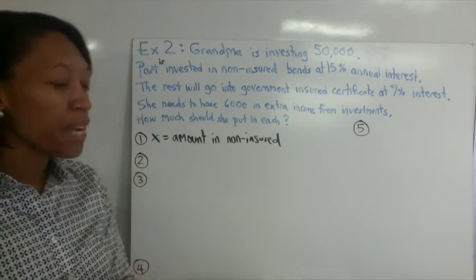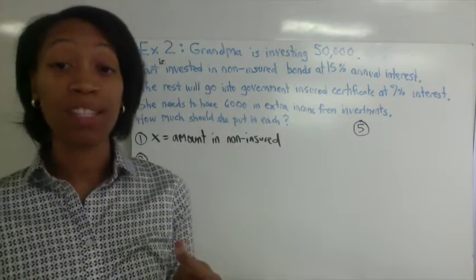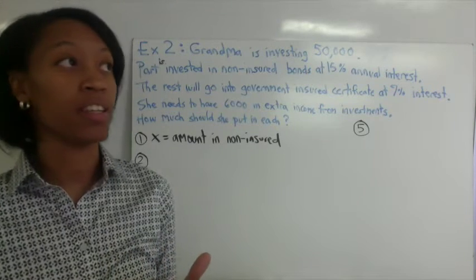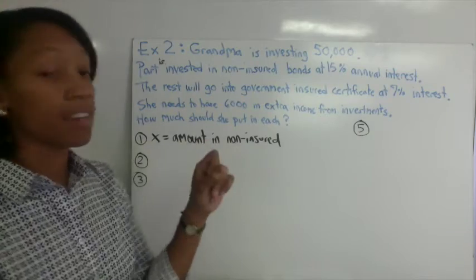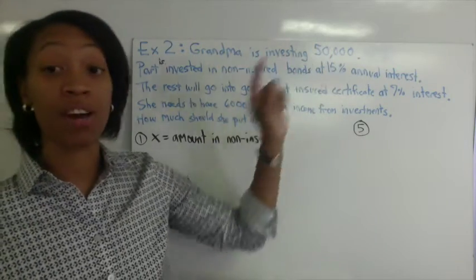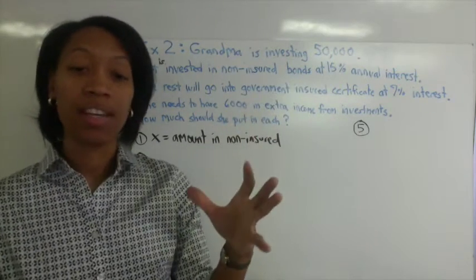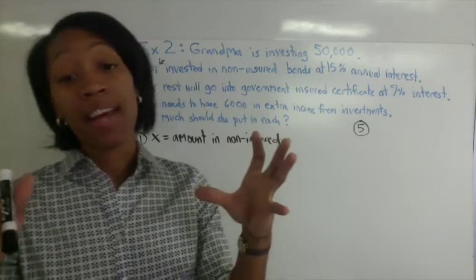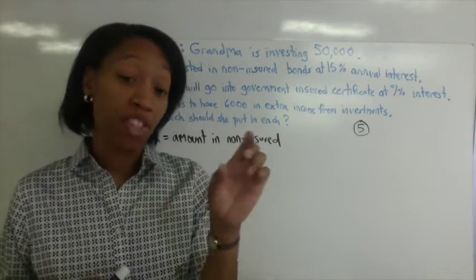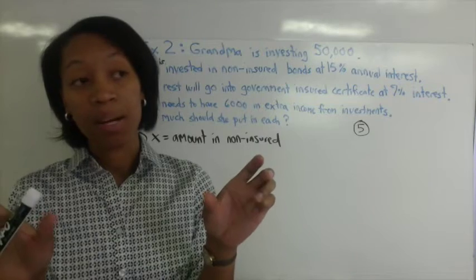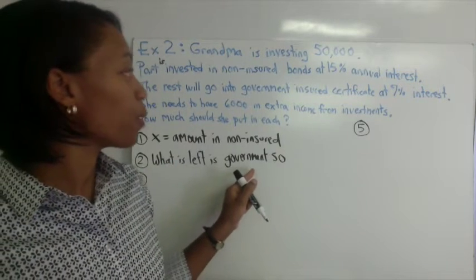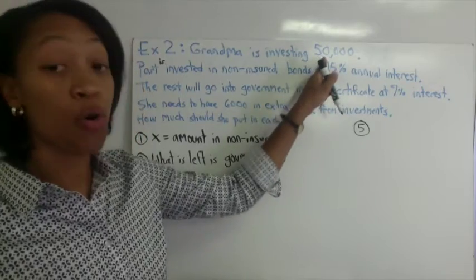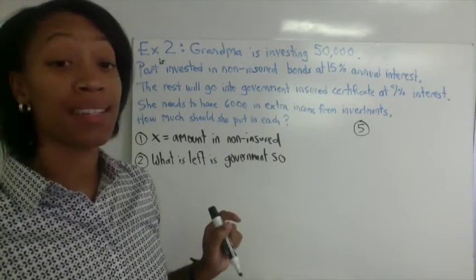So step number 2, we need to write an expression to represent the other variables in the equation. So the part that's in the non-insured bonds is X, and we know she has a total of $50,000 to invest. So if I take the total amount and I subtract off the amount that she has in bonds, all of the rest of the money must be in the government certificate. Then what is left is in the government certificate. That's going to be the total $50,000 minus the X.